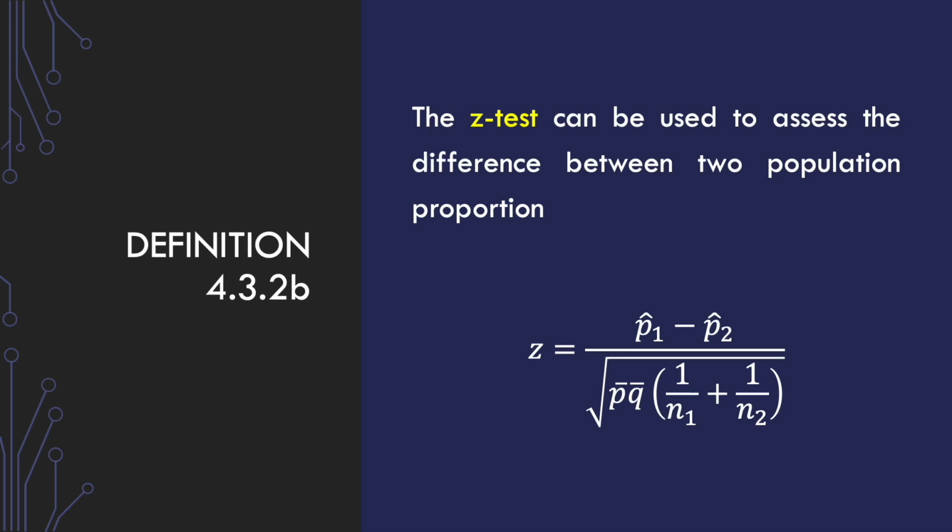So paano ngayon natin hanapin yung p bar and q bar? So meron din tayong formula for that. P bar is equal to x1 plus x2. Ito yung kung ilan yung nasa proportion natin divided by n1 plus n2. Ito naman kung ilan yung sample sa proportion natin. Then q bar is just equal to 1 minus p bar.